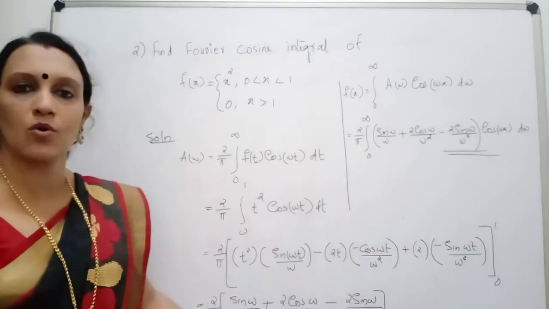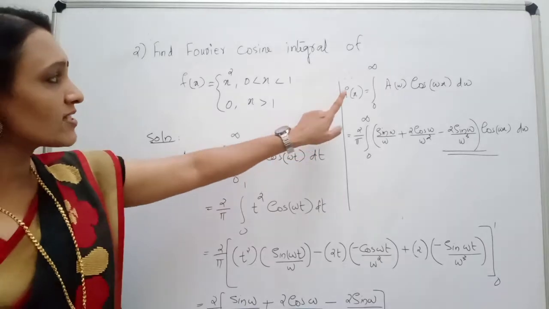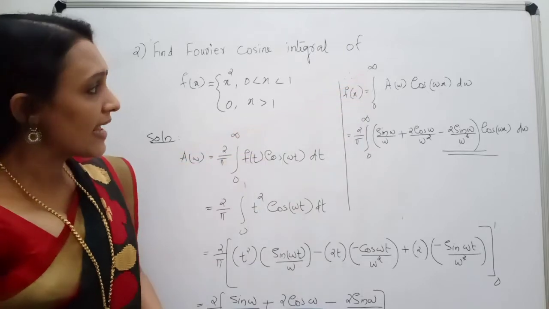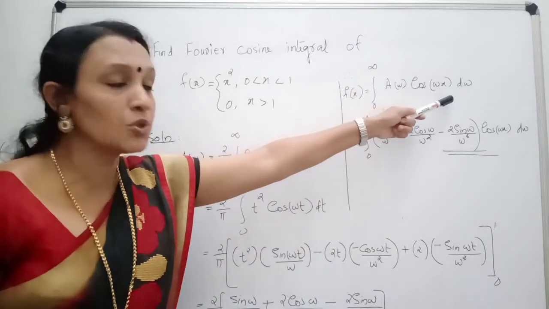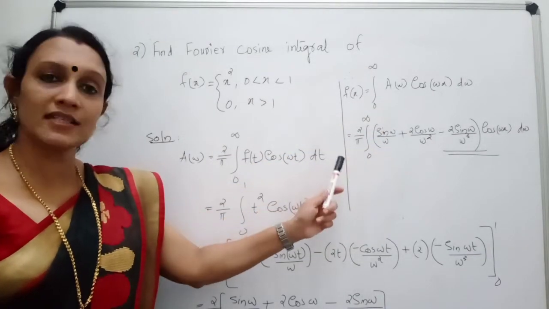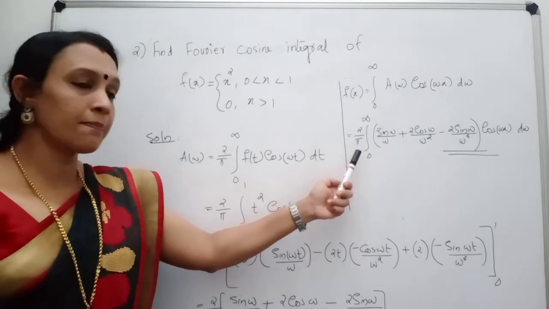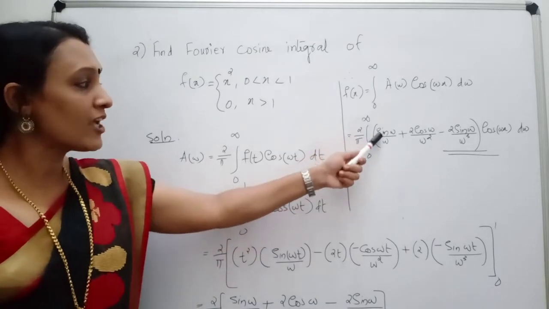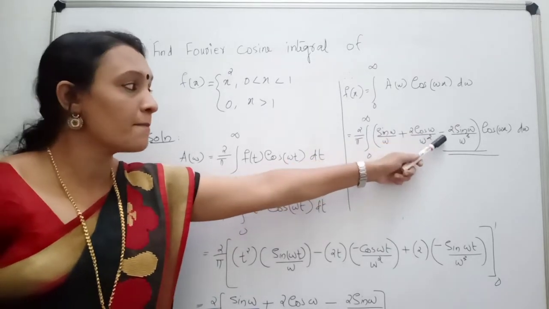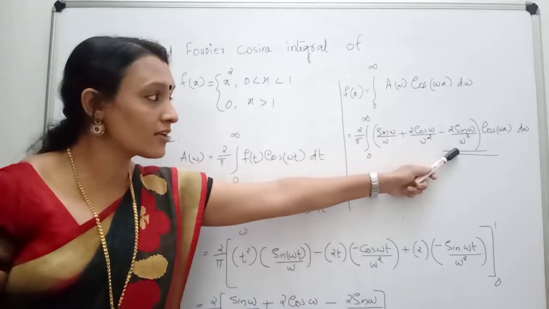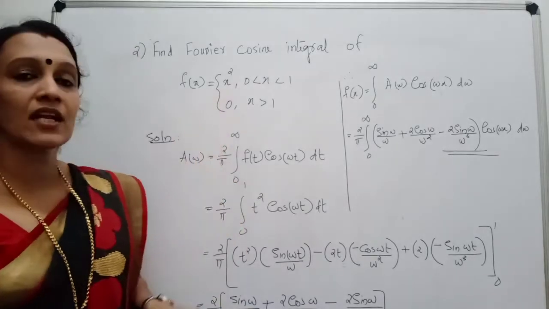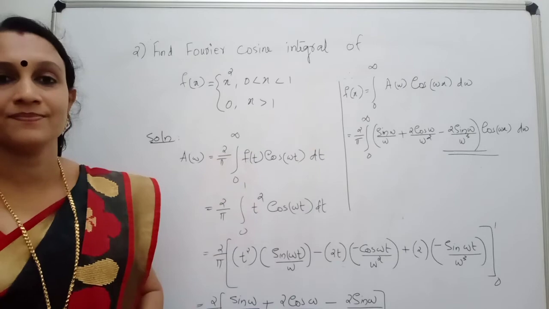This is the value of a omega. Then the Fourier cosine integral representation of f of x is equal to integral 0 to infinity a omega cos omega x d omega. There you substitute the value of a omega. So 2 by pi, it is a constant, can be taken outside: 2 by pi integral 0 to infinity sin omega by omega plus 2 cos omega by omega square minus 2 sin omega by omega cube into cos omega x d omega. This is the Fourier cosine integral representation of the given question.